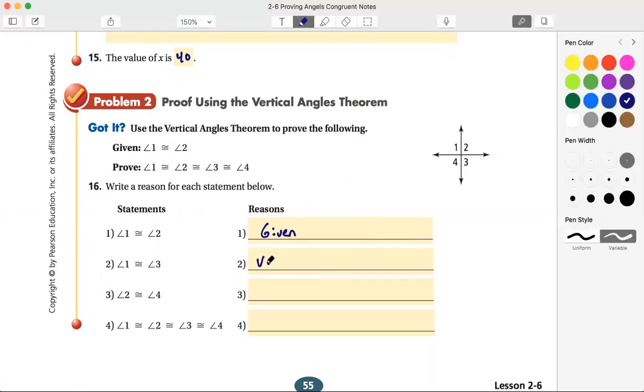So vertical angles are congruent. All right, now look at this. 1 and 2 are congruent. These 2 things then are the same. And transitive property says then these 2 things must be equal. And then we already know 1 and 2 must be equal. So then all of them must be equal. So this is one huge transitive property.